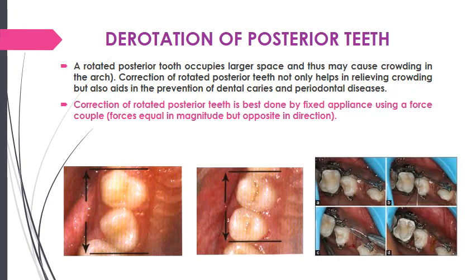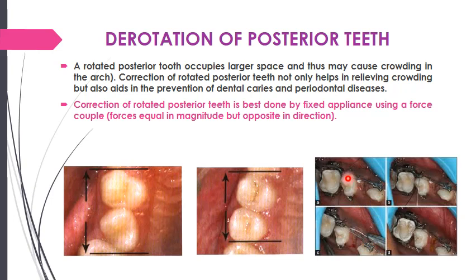The other way of creating space is by derotation of posterior teeth. As you may know that the rotated posterior teeth will occupy larger space and result in crowding in the arch. The correction of the rotated posterior teeth will not only help in relieving the crowding, but also it will reduce and prevent the development of dental caries and periodontal diseases by reducing the food impaction. Usually, the correction of the rotated posterior teeth is best done by using the fixed appliance, by using a couple force system. A couple force system means that we are going to have two forces equal in magnitude but opposite in the direction, just like we can see here from these pictures.